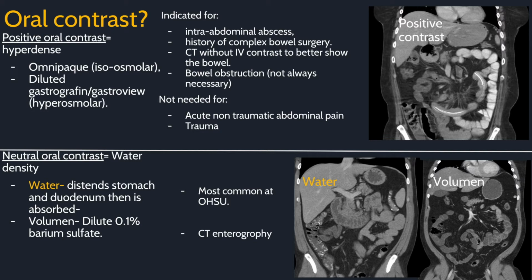Neutral contrast will have density of water. Water is the most commonly used at OHSU. Volumen is another neutral contrast agent that is not absorbed.